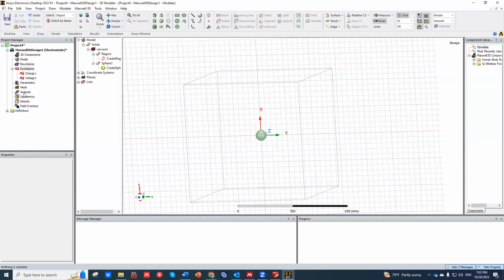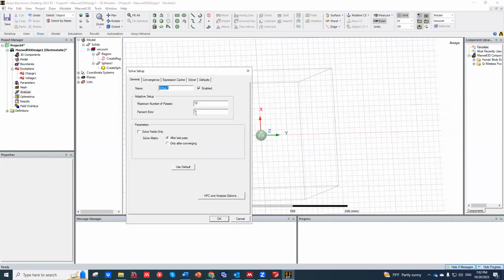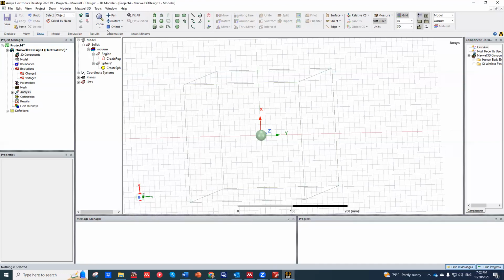What I need to assign also is the analysis. So I right click the analysis here and add solution setup. And for the solution setup, I change the percent error to be at least 0.1, and a maximum number of passes of 10 is fine. 10 is okay. All right.